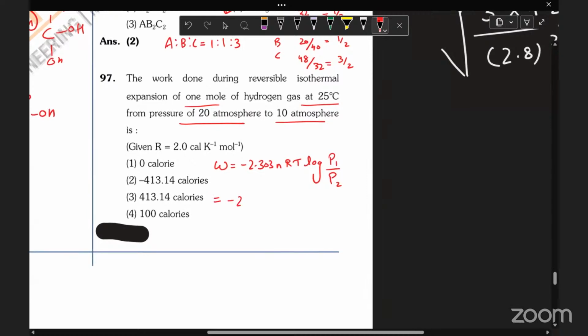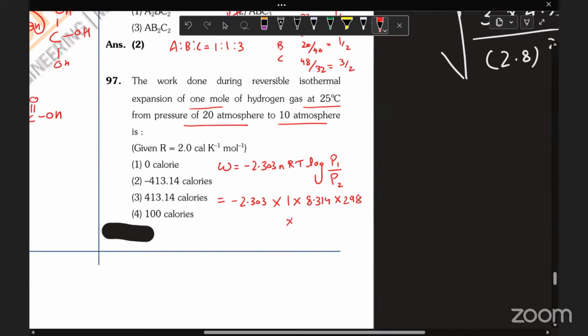So if I just put the values, minus 2.303, moles is 1, R is 8.314, temperature is 25 degrees Celsius, that means it is nothing but 298 Kelvin, into log P1 by P2, 20 by 10. So that means log 2. So if you solve this, there is one error that I have made. Can you just figure it out? Yes, that's a common error that we make.